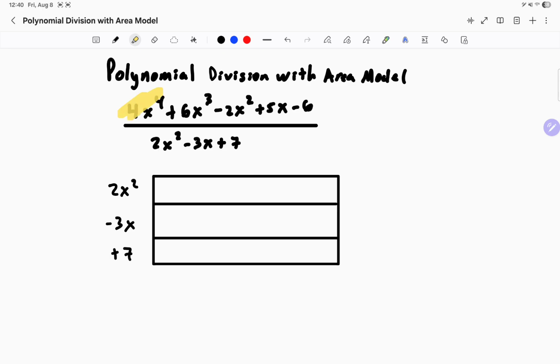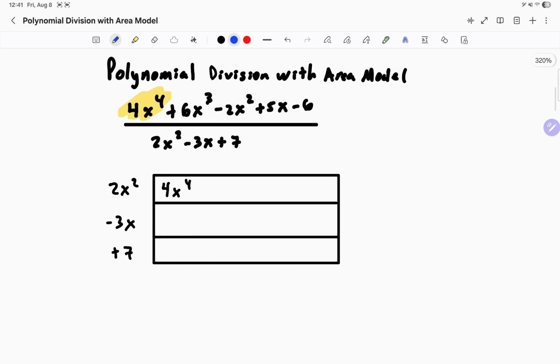Here we see that we have 4x to the fourth. We'll start that off by putting it on the left side of the top row. So we have a 4x to the fourth. Now we'll decide. Since 2x squared is the side of this rectangle and the area of it is 4x to the fourth, we need to decide what should be in it. So 2x squared times what gives you 4x to the fourth? That happens to be 2x squared.